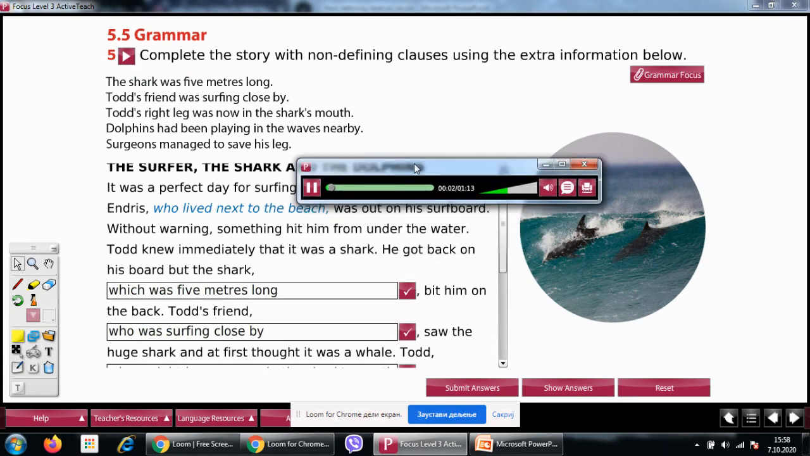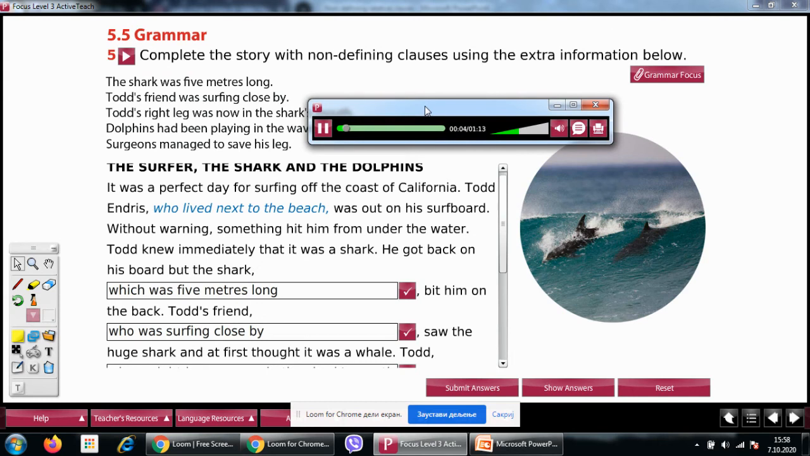CD2. Track 44. The surfer, the shark, and the dolphins. It was a perfect day for surfing off the coast of California. Todd Andrews, who lived next to the beach, was out on his surfboard. Without warning, something hit him from under the water. Todd knew immediately that it was a shark. He got back on his board, but the shark, which was 5 meters long, bit him on the back. Todd's friend, who was surfing close by, saw the huge shark and at first thought it was a whale.